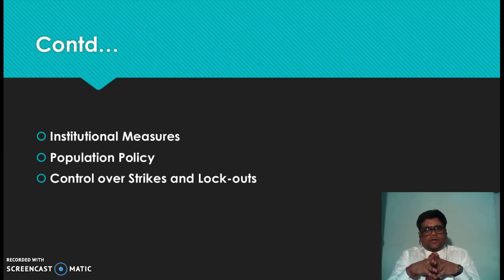Again, I will say that for a developing economy like ours, we need a certain level of inflation, but hyperinflation is not at all good for any kind of economy, be it a developing economy or a developed economy. So we need to control inflation in such a way that there is proper growth, and there is social welfare as well.